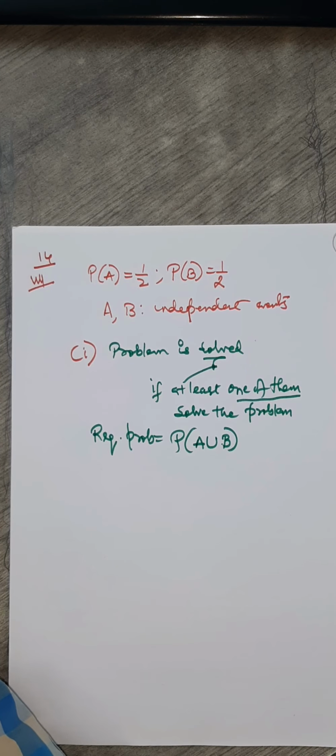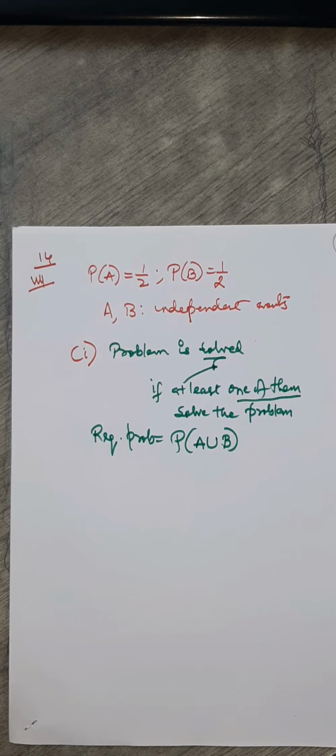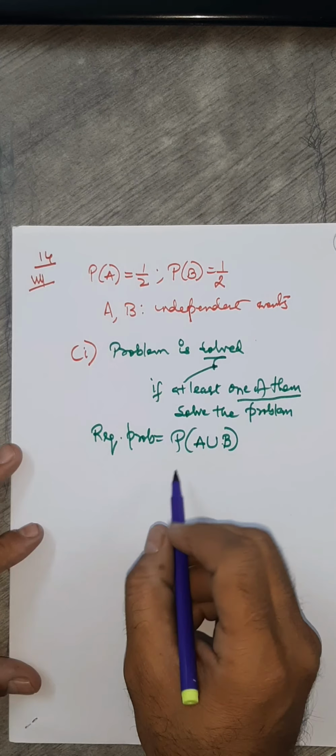This is very important here. Conclusion. What is the important conclusion? If at least one of them solves the problem, then the problem will be solved. And "at least" means what? Union. So in the first question, the problem will be solved if it is solved by at least one of them. So the required probability is P of A union B.